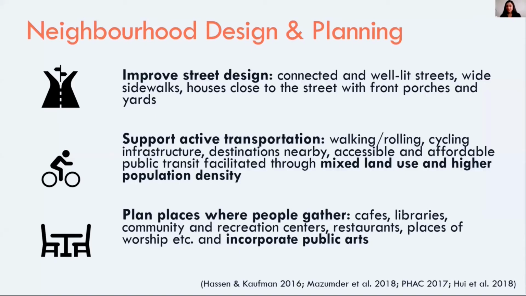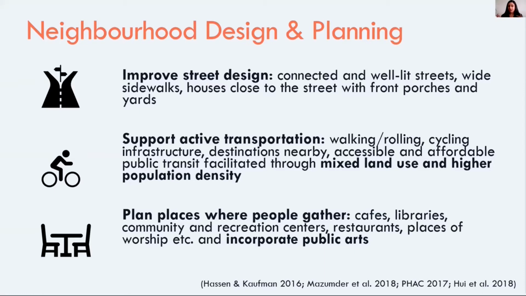So here are some specifics. To improve street design, we need connected streets, wide sidewalks that are well lit, houses that are close to the street with front porches and yards to facilitate interaction. We need to facilitate and support active transportation infrastructure. So that's walking, but also rolling with mobility devices, cycling infrastructure to nearby destinations.